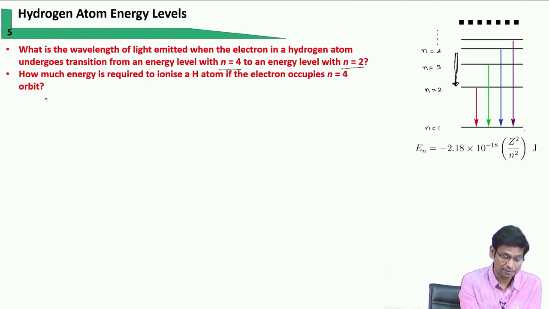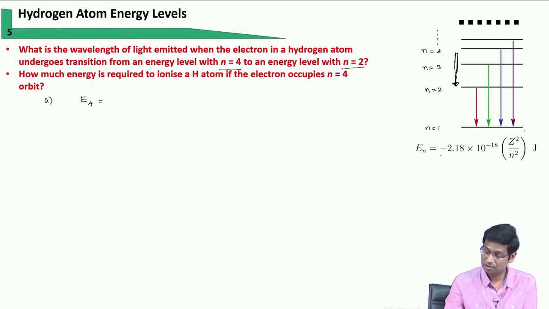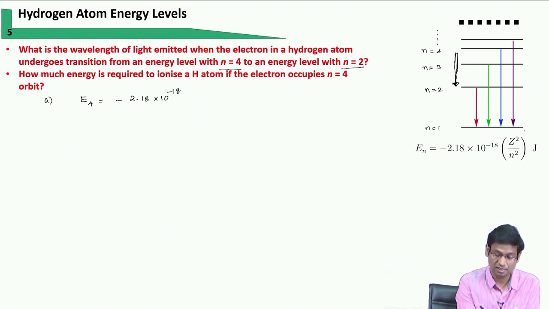To answer that, we first have to know the energy of the fourth orbit. This is very easy. We simply have to take this constant, multiply with atomic number z, which is 1 for the hydrogen atom, and n is 4 now. So, this is 2.18 into 10 to the power minus 18 times 1 by 4 square. This is in the unit of joules. What is the energy of the second level? n equals 2.